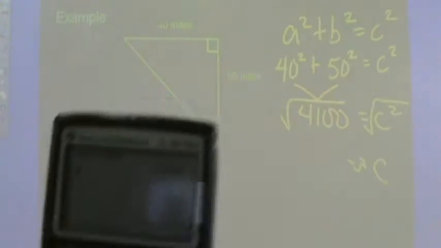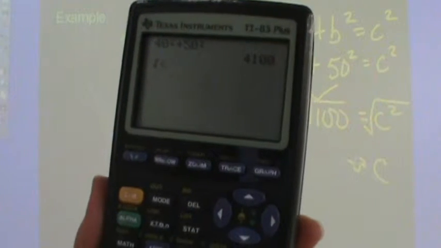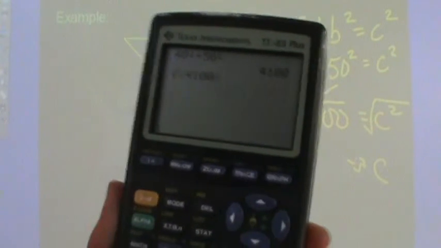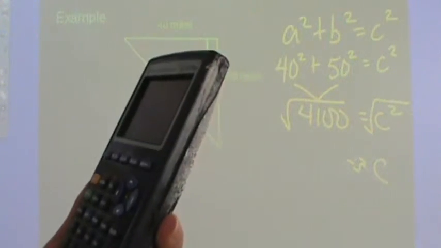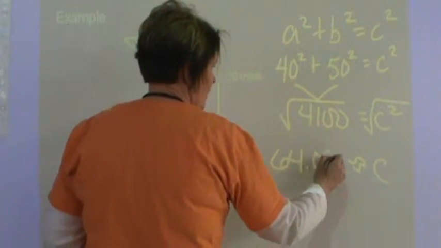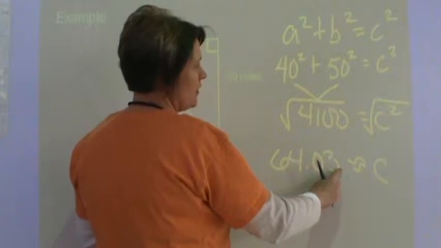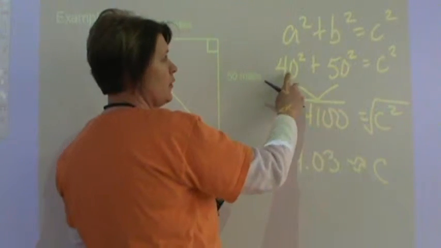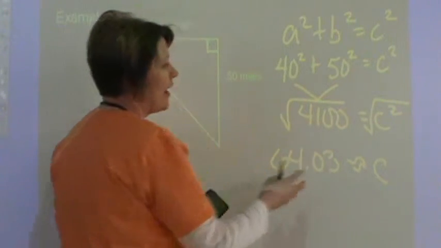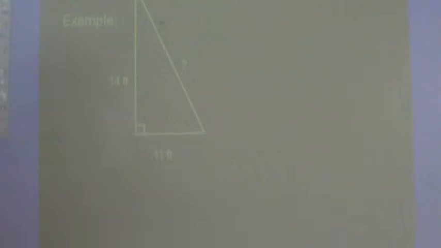So we'll use the square root, and then we'll put in our 4,100, and that's going to get us about 64.03. In other words, 64.03 squared is going to be the same as 40 squared plus 50 squared. Obviously, we rounded, so it's not going to be perfect, but we're just trying to figure out about what that length is.